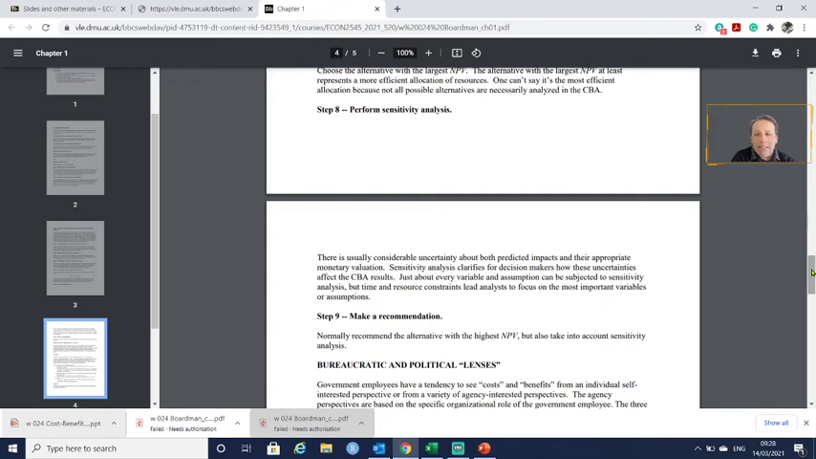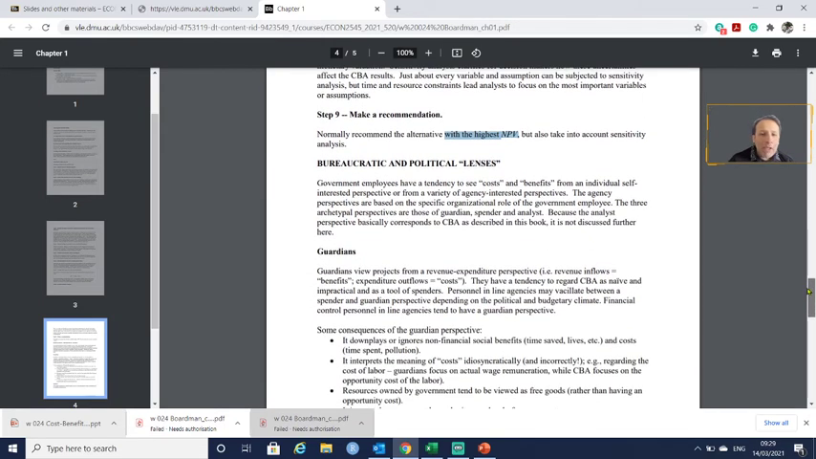Finally, the last step is to make a recommendation. Normally, the recommended alternative is the one with the highest net present value, but we also need to take into account the sensitivity analysis. So sometimes the best net present value is not the one chosen, because sometimes the sensitivity of that policy is actually larger, and that obviously makes that solution not the optimal.